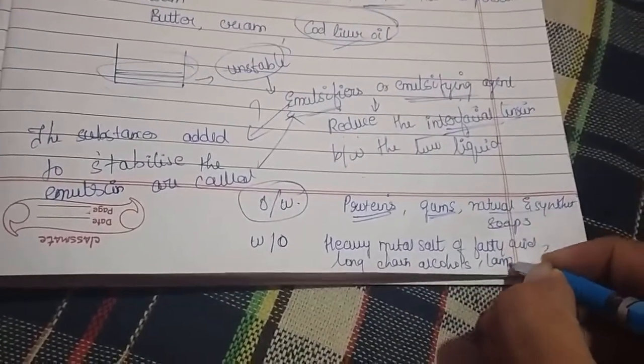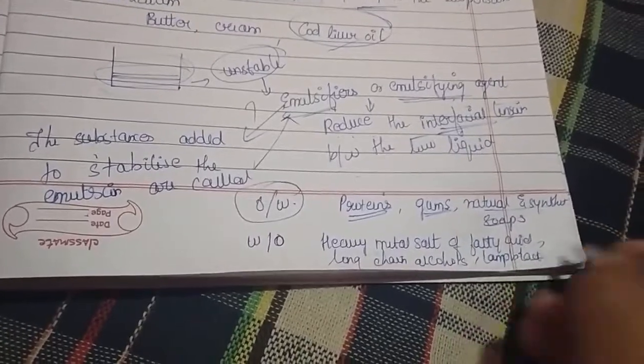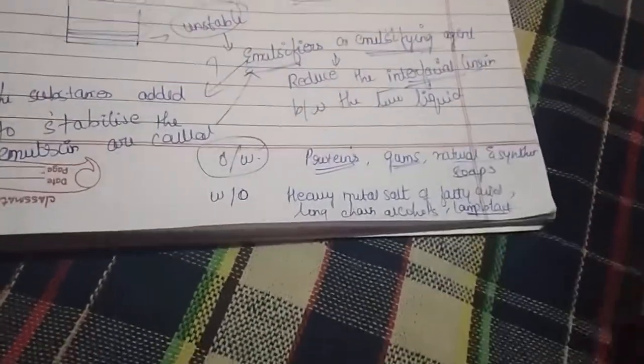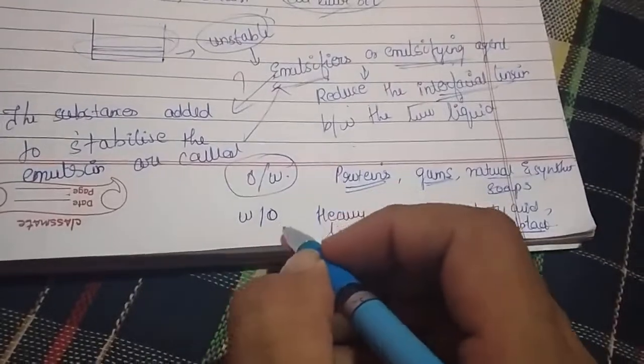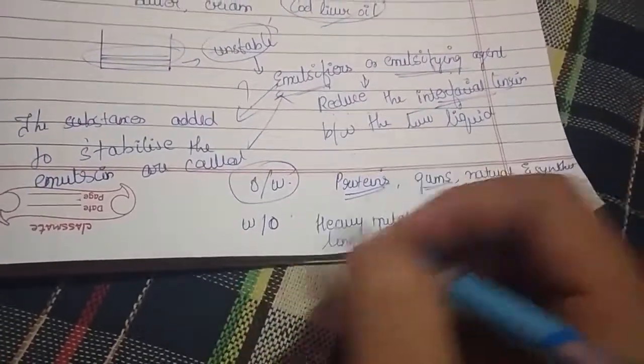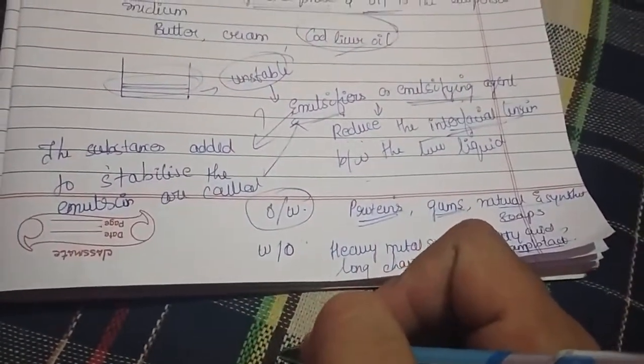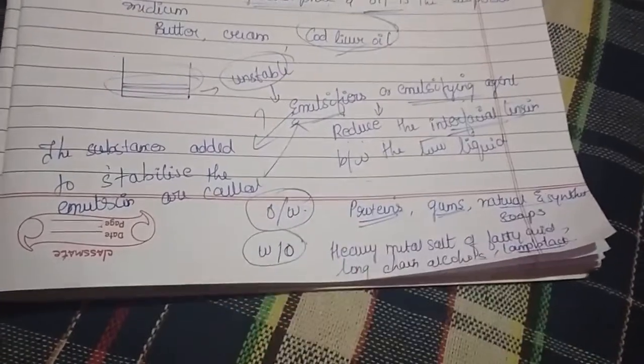Similarly, we also say lamp black. I don't know how many of you know it. So it is also an emulsifying agent, lamp black, which acts as an emulsifier or emulsifying agent for your WO type.